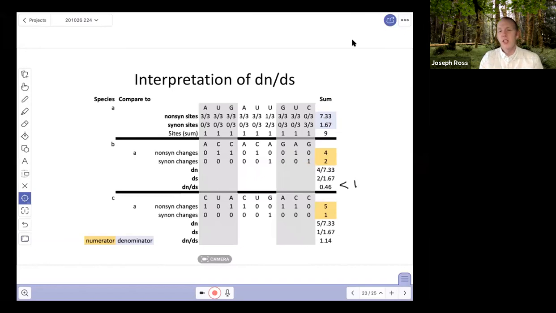On the other hand, C shows us the opposite pattern, which is, even though, again, there were a total of 6 mutations, just like in species B, those were quantitatively or qualitatively different mutations. Even though there was 1 more non-synonymous change and 1 fewer synonymous change, that ratio, comparing that to the number of opportunities for those 2 different changes, gives us a dn/ds value of greater than 1. So what this means is the numerator is bigger than the denominator. The number of non-synonymous changes is greater than the number of synonymous changes.